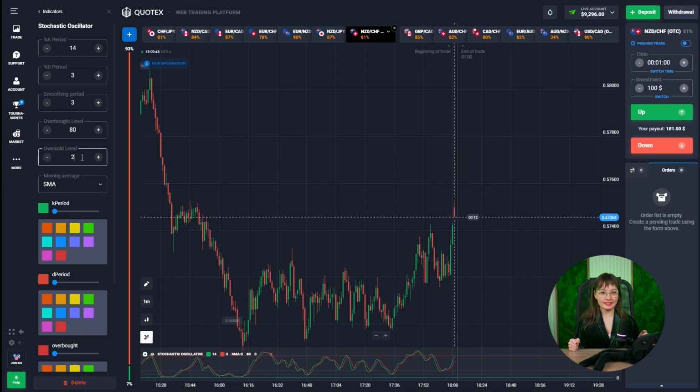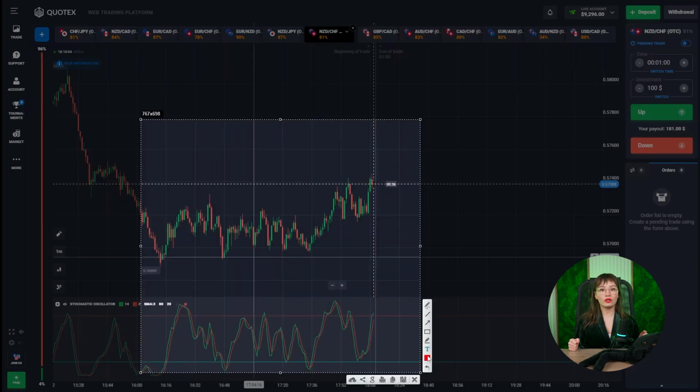Let's stretch the stochastic area a bit for better visibility. This area is called the overbought zone. Almost every time the indicator goes above it, the asset starts to fall. If the indicator goes into the lower zone, traders expect a price reversal upwards. This area is called the oversold zone. Now for the signals I'll be looking for in the trade.